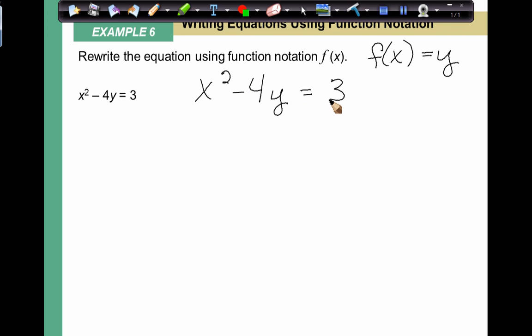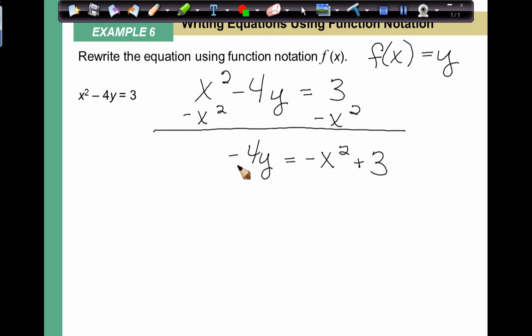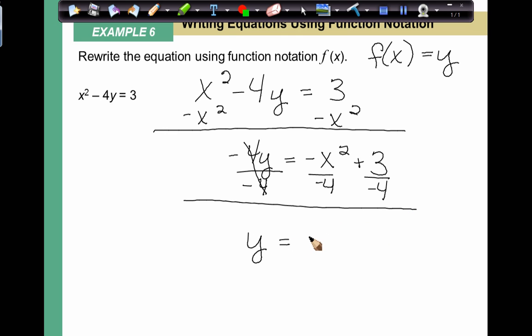We want to get y on a side by itself, so we can subtract negative x squared from both sides of the equal sign, to get negative 4y equals negative x squared plus 3. Alright, and then secondly we can divide by negative 4. Make sure to divide every term, or you can think of it as dividing both sides of the equal sign. So y equals positive, because the 2 negatives cancel out, 1/4 x squared minus 3/4.